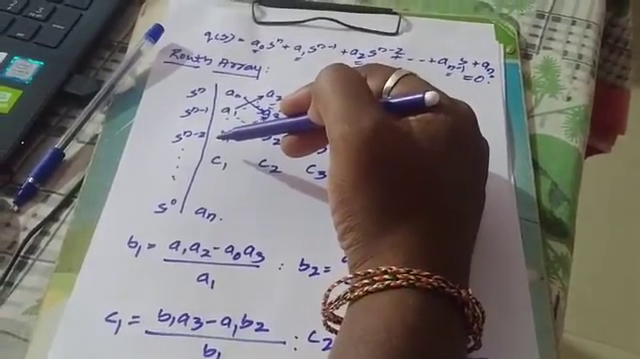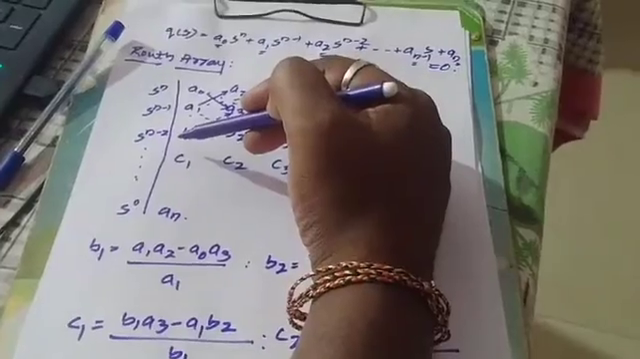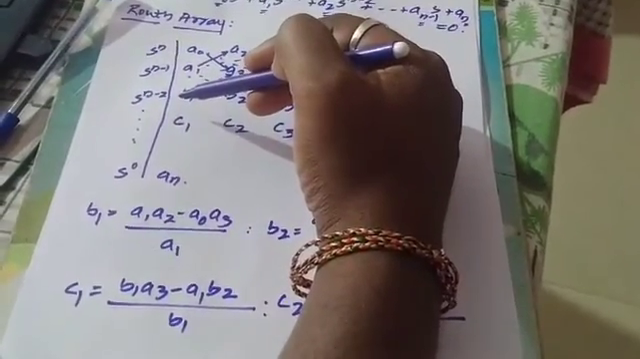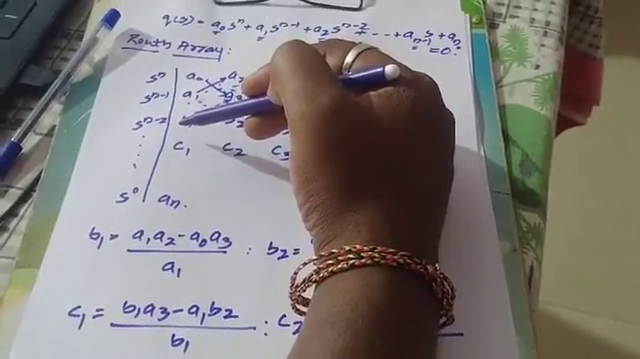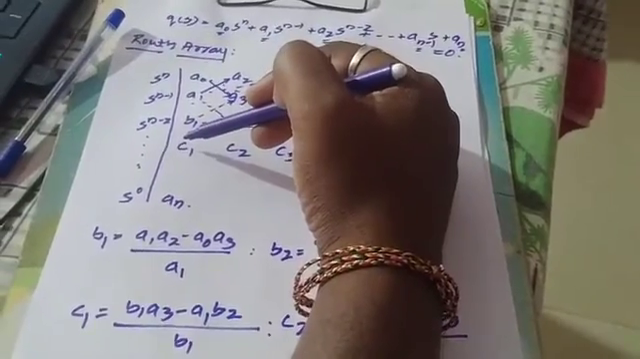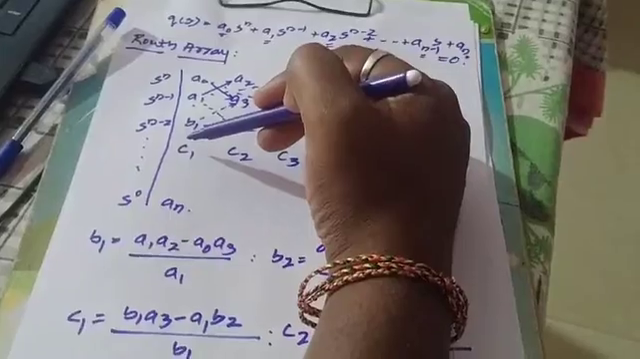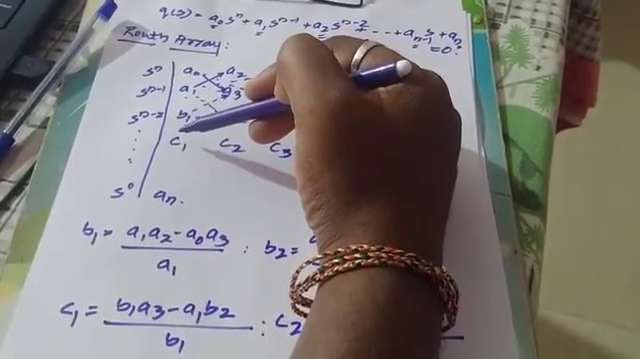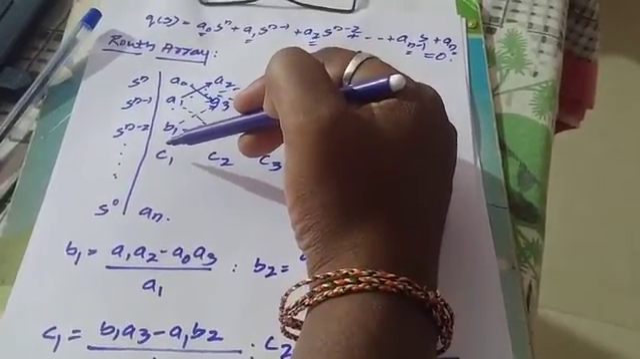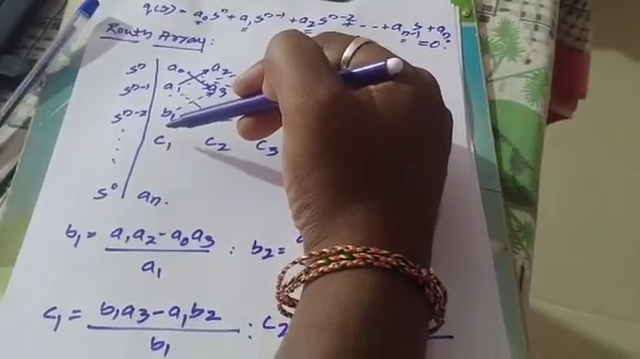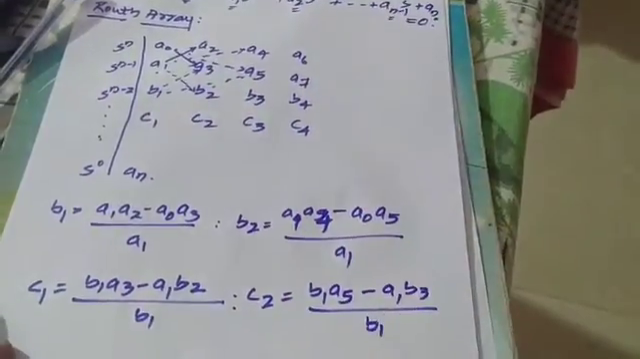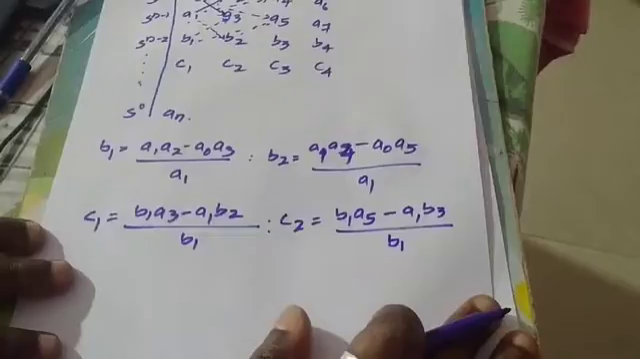But how many roots are present in the right half of the S plane because of sign changes? The number of sign changes in the first column is the number of roots present in the right half of the S plane. That indicates the system is unstable. So I will take an example.